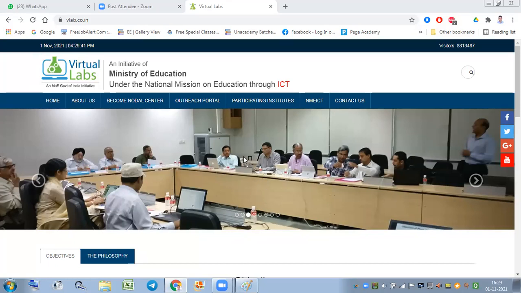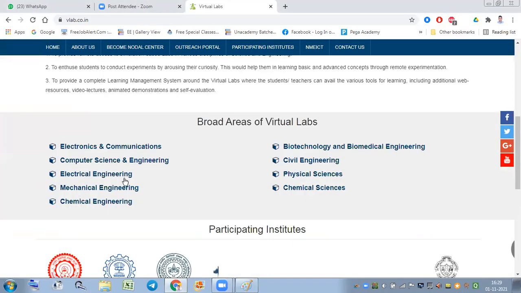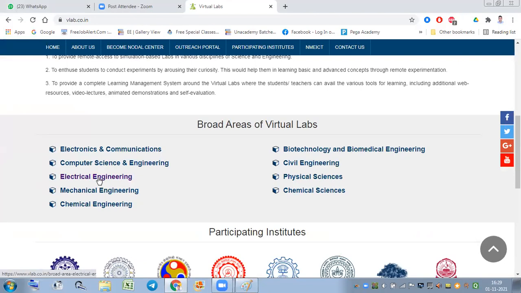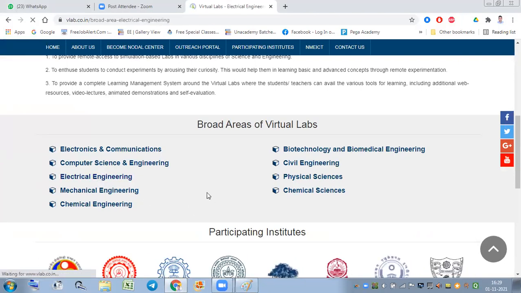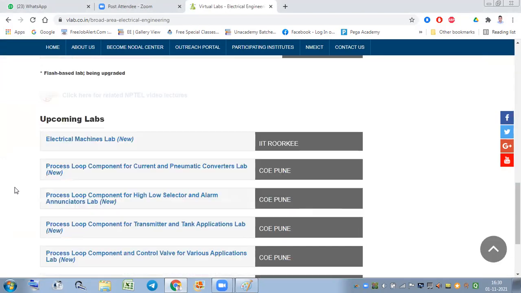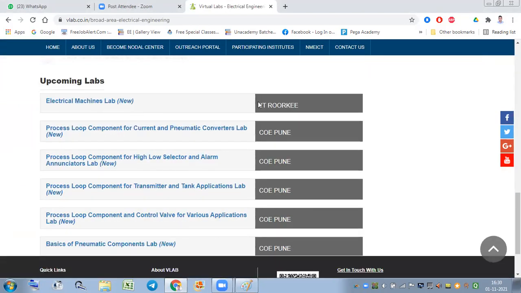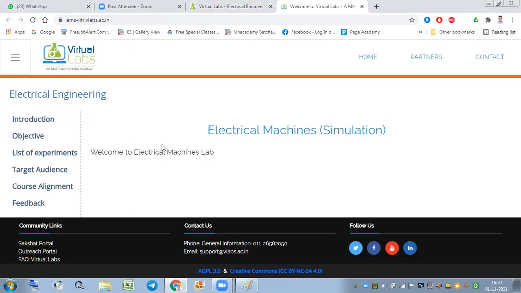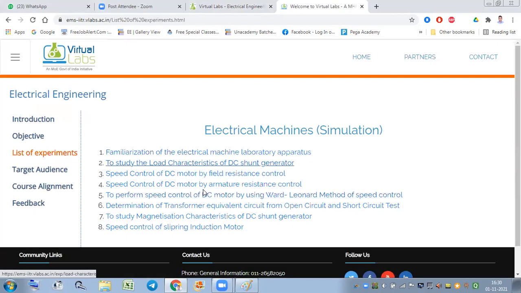Yes, sir. Okay. So we are here in the virtual lab, IIT lab. In the bottom you can clearly see Electrical Engineering is there. You can go to the electrical virtual lab, and in the bottom of this page you can also see Electrical Machine Lab, IIT Roorkee. Now go to the Electrical Machine Virtual Lab, IIT Roorkee. Now go to the list of experiments.